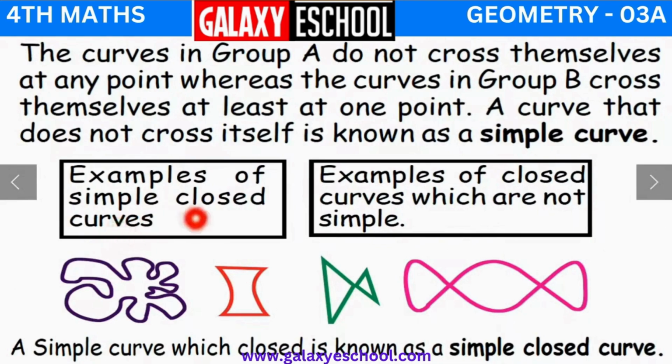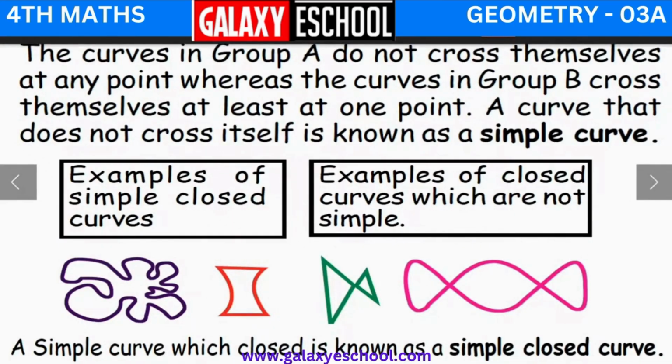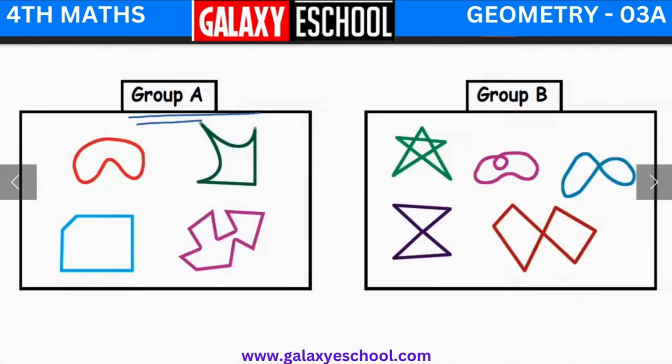Now, examples of simple closed figures. A simple curve which is closed is known as a simple closed curve. The figures in group A become simple closed curves. They are simple to draw. We just draw this line and close it here. There is no crossing of paths.